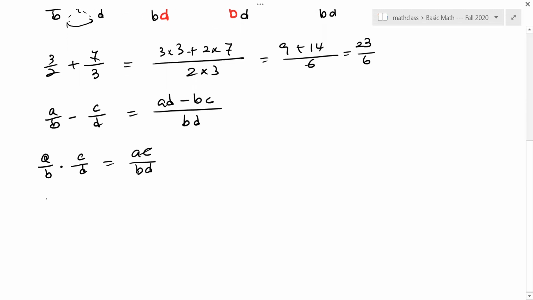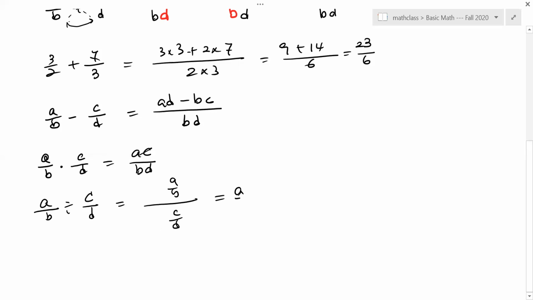All right, finally, we're going to get to division. Divide A/B by C/D, a fraction divided by a fraction. You can change it to multiplication. And this can also be written like A/B over C/D. A division can be written as a fraction.